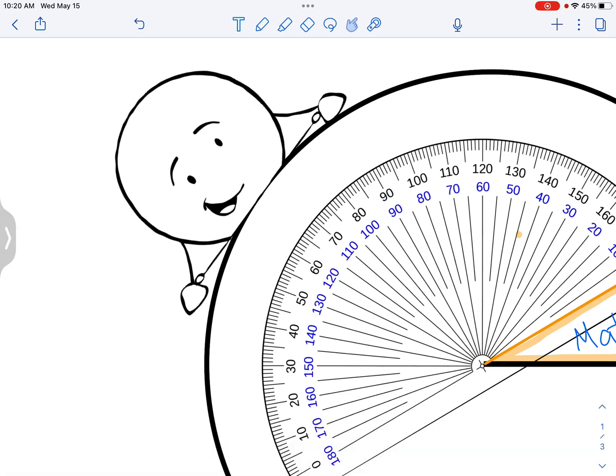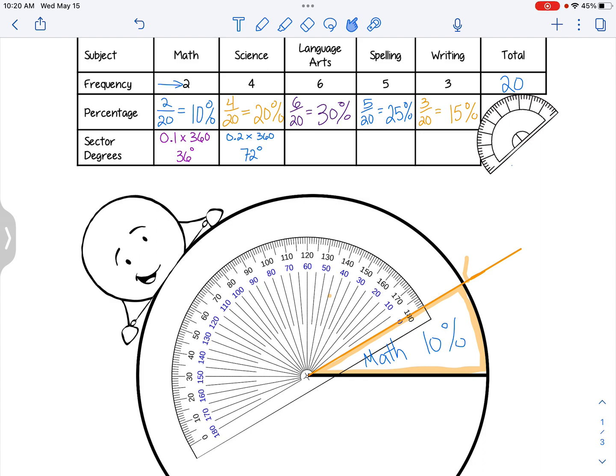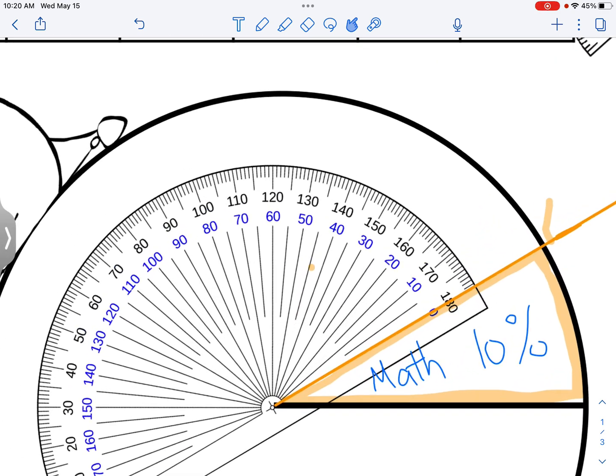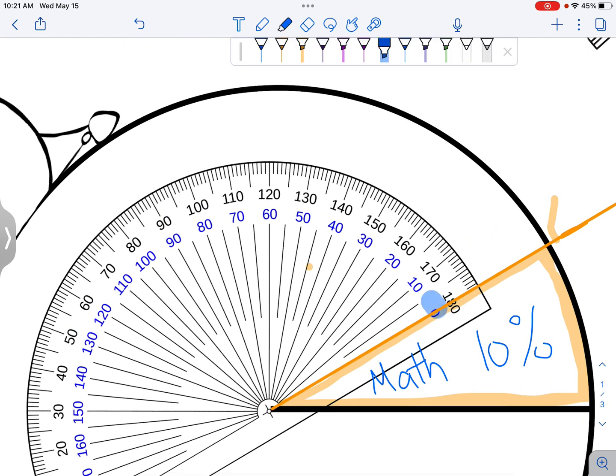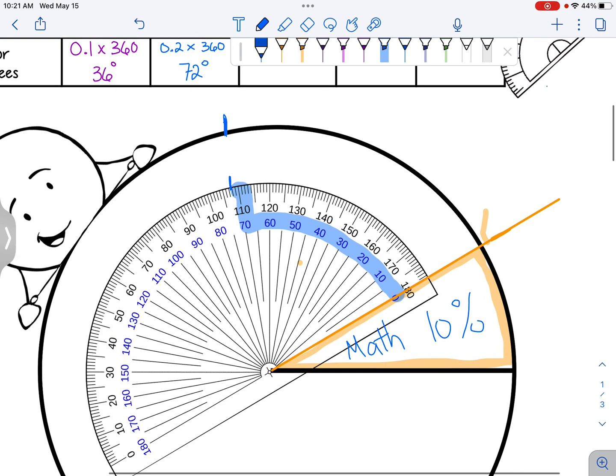All right, so that's how I want to set up my protractor for the science sector. That's at 72 degrees. So starting at the 0, 10, 20, 30, 40, 50, 60, 70. I like to bounce out to the edge and find 72. If I had a real protractor in front of me, I would make the mark right here. But because mine is an image, I'm going to try my best to make that be a straight line and say it's about there.